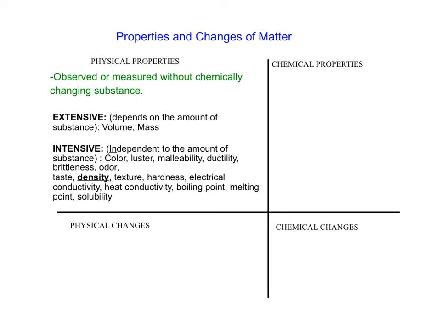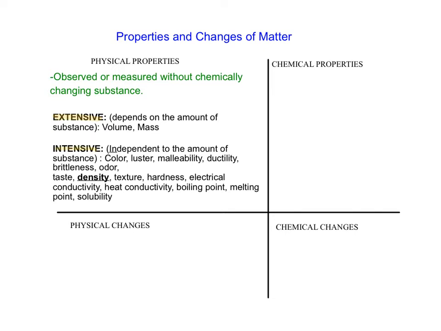First we've got physical properties. That's something that's observed or measured without chemically changing that substance. Basically you can take all physical properties, things you can observe: color, smell, shape, volume, and you can take all those different types of properties and put them into two different categories, and these are important vocabulary words. We've got extensive and intensive.